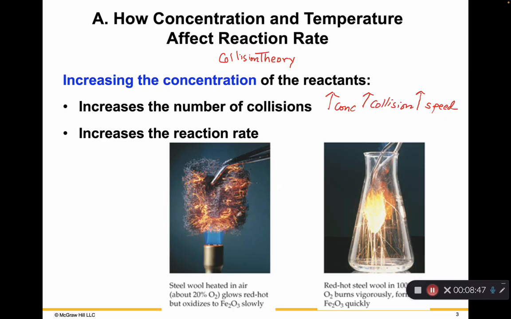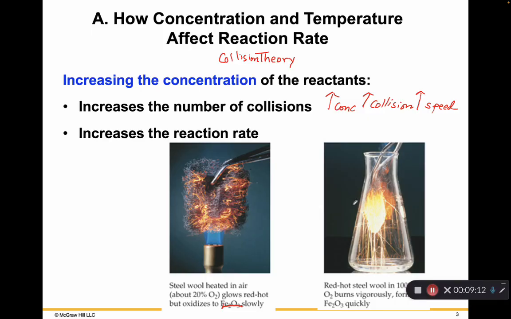You are burning some steel wool in the air, burning it with propane gas. What is happening is you will see the iron wool will just glow red hot, and then slowly the iron is converting into iron oxide. Iron is burning in the oxygen and converting into iron oxide.